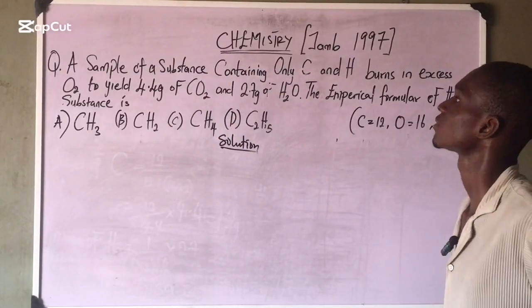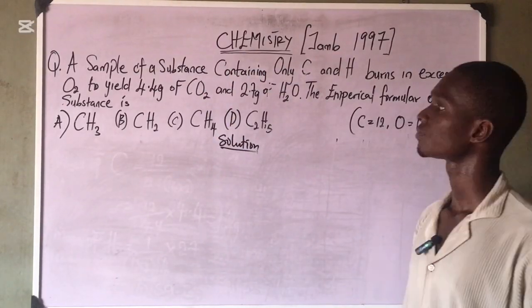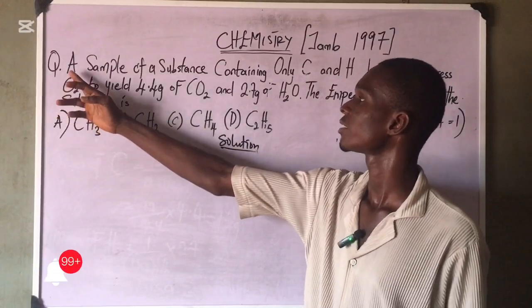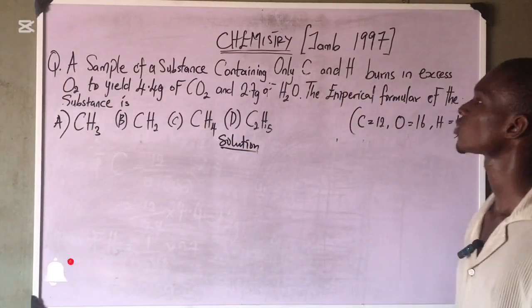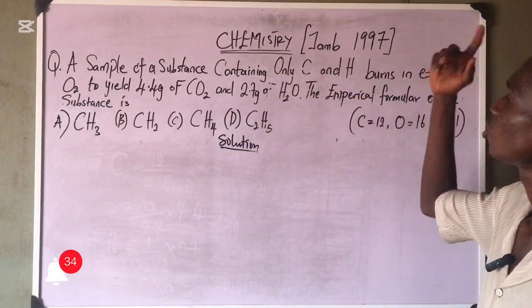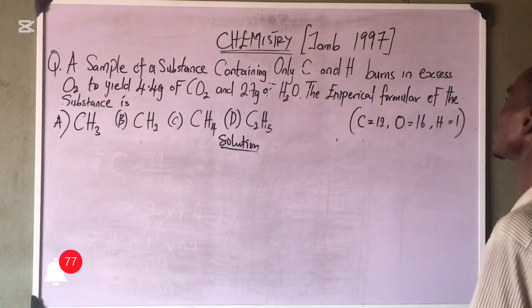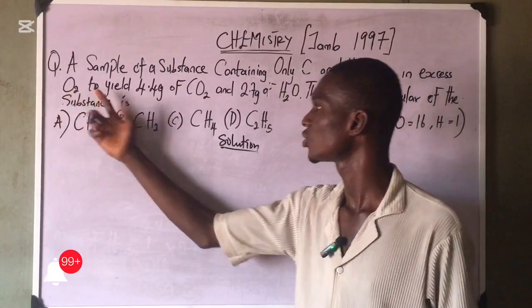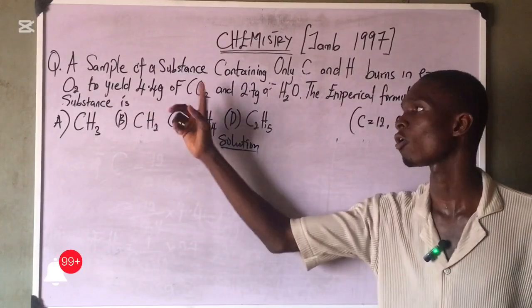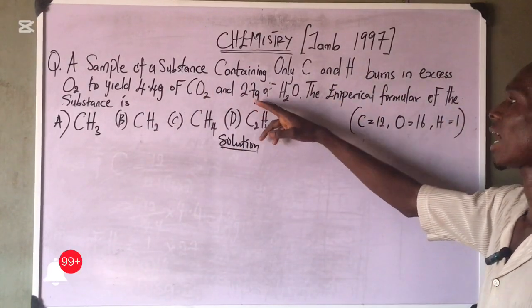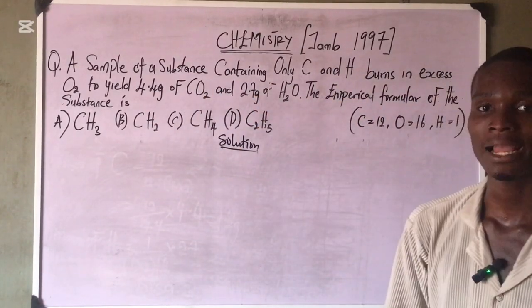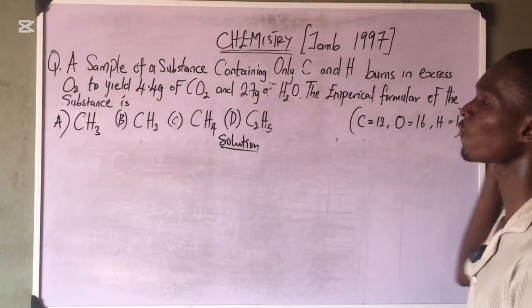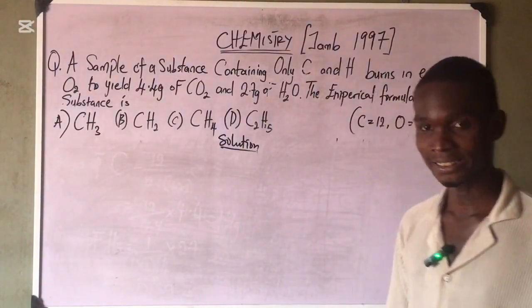Chemistry, JAMB question. We are given a sample of a substance containing only carbon and hydrogen, burnt in excess oxygen gas, to yield 4.4 gram of carbon dioxide and 2.7 gram of water. The empirical formula of the substance is.